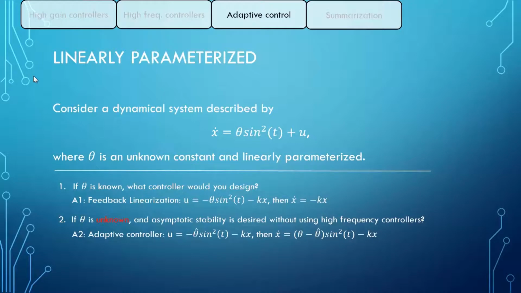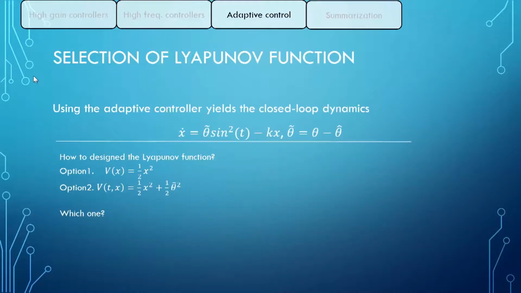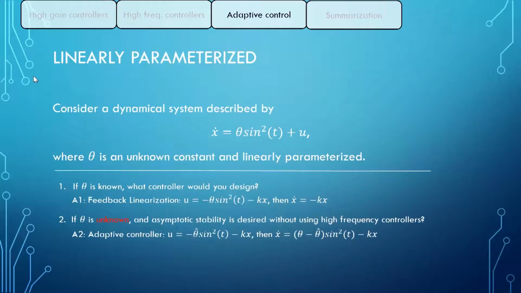After you substitute the control into the dynamics, you get the closed loop dynamics here. And this is the difference, the estimate error of theta. Now we want to do the analysis, so remember these dynamics, and they will come into play in the analysis. So now another question: when you design the Lyapunov function, this is the closed loop dynamics, which is the same as this.